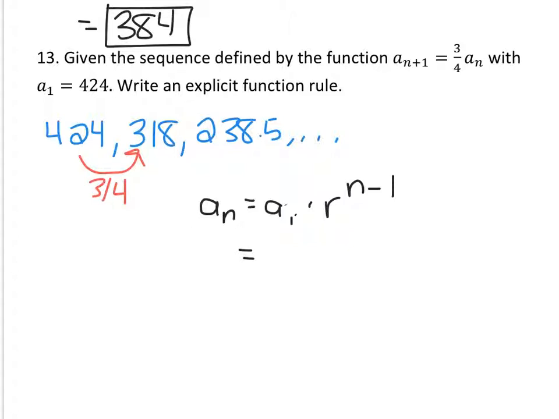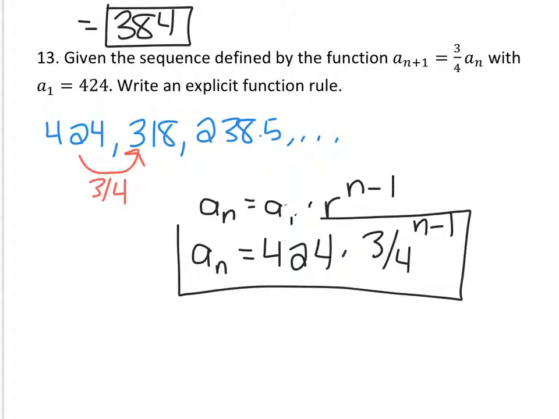Okay, so our first term is what? 424 times 3/4 to the n minus 1. So any term, which is an, is 424 times 3/4 to the n minus 1. And that's it.